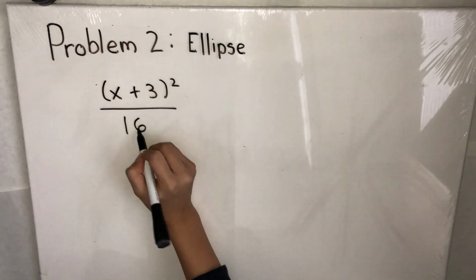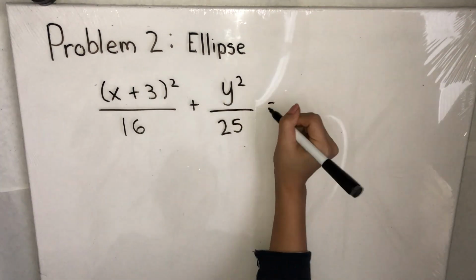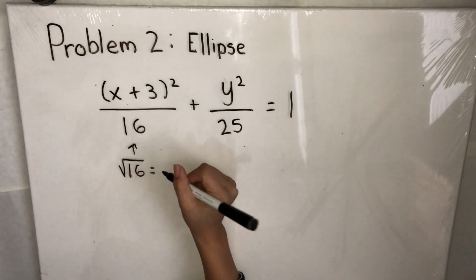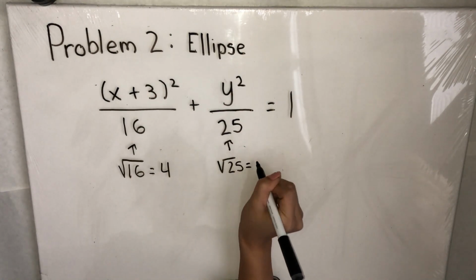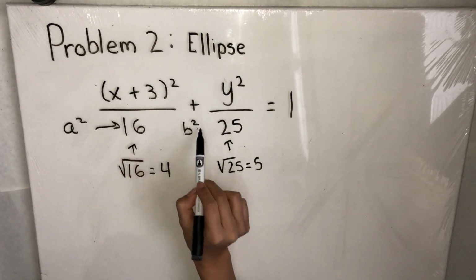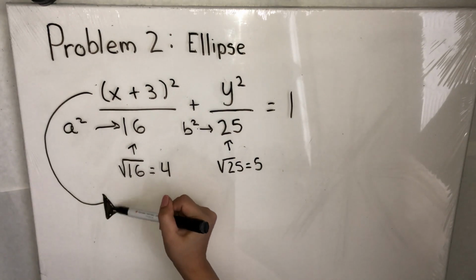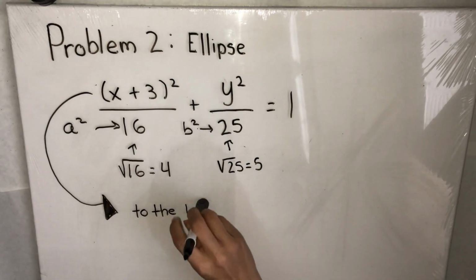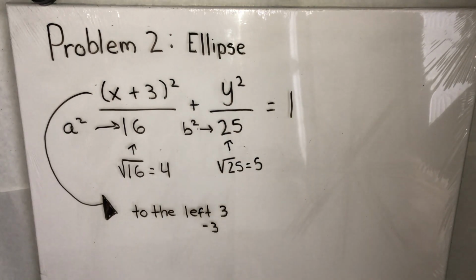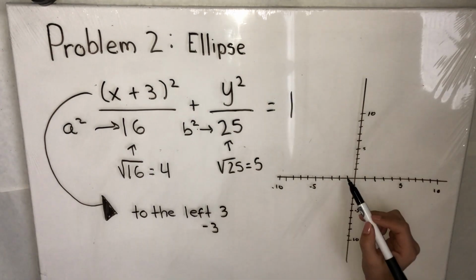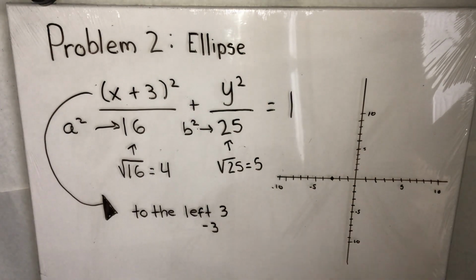Here is our equation. As you can see, the x has changed. But let's figure out what we know. We know 16 is a squared, thus meaning the square root of 16 is 4, or a. Same goes with b. Now, looking at the x plus 3, we actually do the opposite of what it says. So instead of right 3, it's actually left 3, or negative 3.